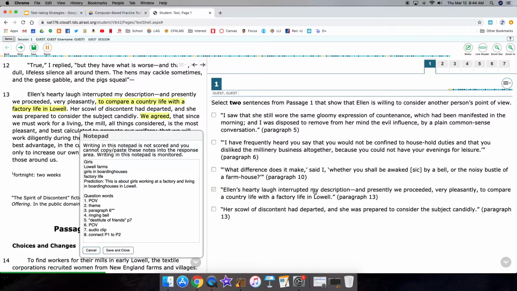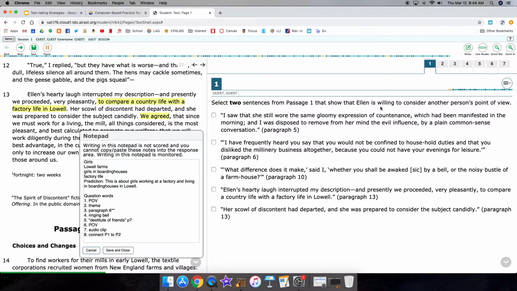Ellen's hearty laugh interrupted my description, and presently we proceeded very pleasantly to compare a country life with a factory life in Lowell. That sounds right. But I'm going to look at this one too. Her scowl of discontent had departed. She was prepared to consider the subject candidly.